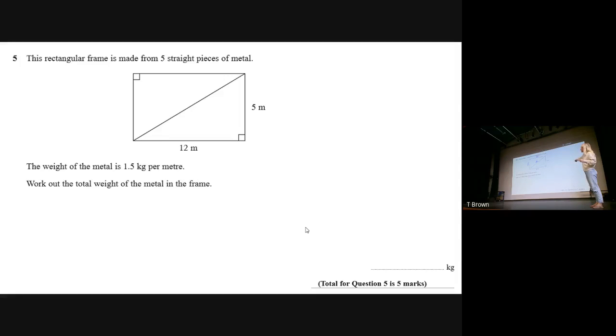I know that the top bit would be 12, and I know that that bit would be 5 because it's a rectangle, but I don't know the length of that. So that's going to be the first thing that I'm going to try and work out. Can anyone tell me what topic? Come on, I'm confident here. Someone's going to tell me. What topic can we use to get the length of that diagonal bit? We've got a right angled triangle. What topic could we use?